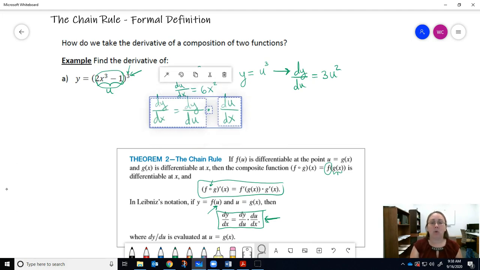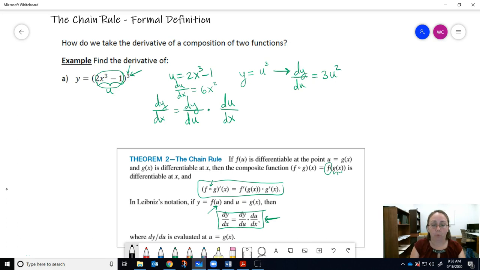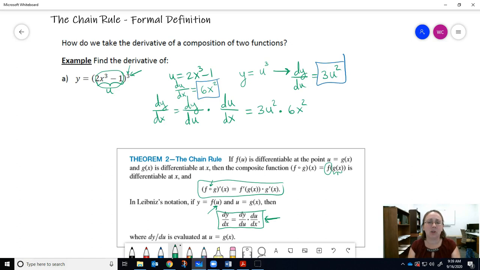All right, so according to our new formula, the chain rule formula, we simply need to multiply dy du, which we found, it's this guy right here, times du dx, which is this guy right here. All right, so dy du, that's 3u squared, times du dx, 6x squared. Well, that doesn't quite make sense. Why? What's wrong with this? Well, we can multiply the 3 and the 6, but look, we have a u and an x.